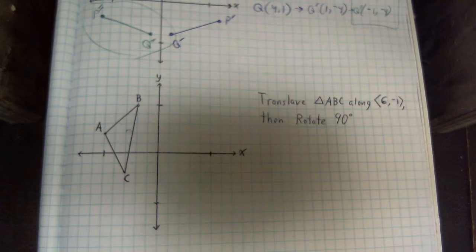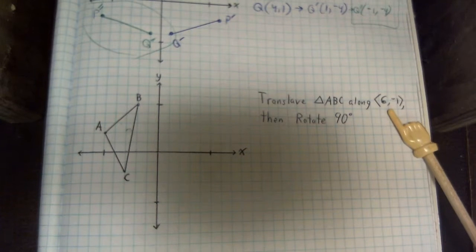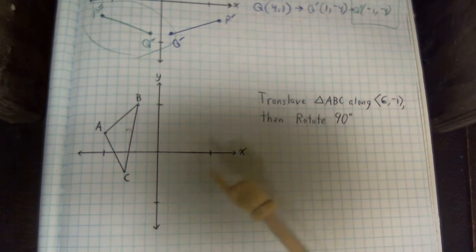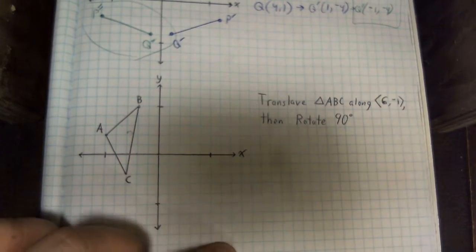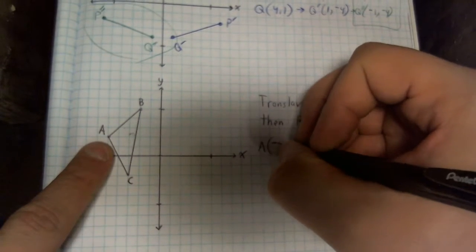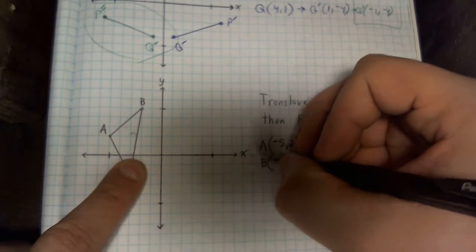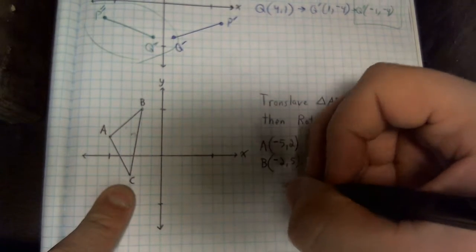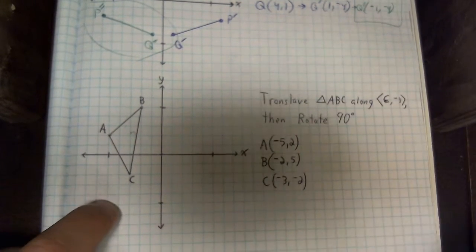So, if you paused it, let's see if you came up with the correct solution now. It asks us first to translate triangle ABC along a vector 6, -1. Then we're going to rotate 90 degrees. Here's the triangle they gave us. They didn't tell us the coordinates yet, so let's mark those down. A starts off at -5, 2. B starts off at -2, 5. And C is at -3, -2. That's just the starting coordinates.